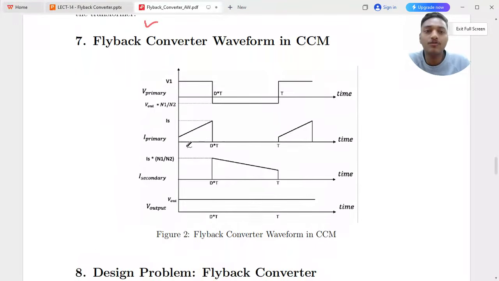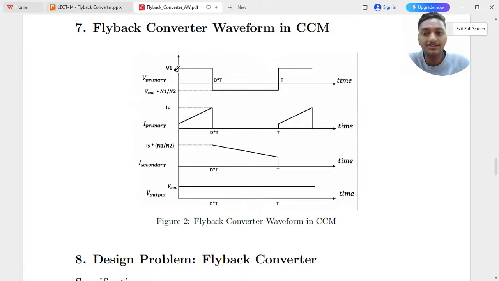Now, what are the key waveforms associated with it? All these things we will see. We have seen what the V1 is. Basically this waveform is for my V1, or we can say this waveform is for the VLM. So V1 and VLM are both the same. When the switch is on, V1 is there. When the switch is off, V out into N1 by N2 voltage is there, and if we take the average of this, it should be equal to 0. That is the volt second balance.